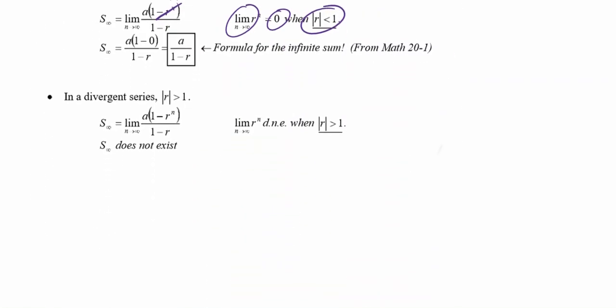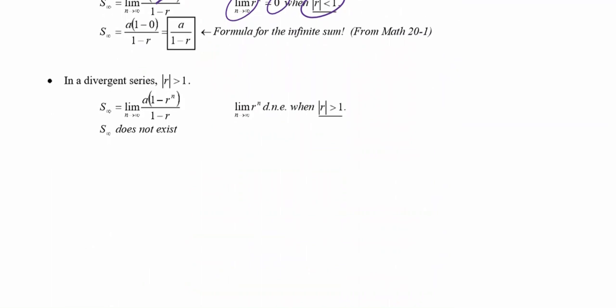Okay. Now, in a divergent series, it actually doesn't work out. Because if we try to take the limit of R to the n when R is greater than 1, this thing is going to be divergent. And so the sum just doesn't exist, which is what we would expect. If we keep getting bigger and bigger and bigger, it's never going to approach some number that we're adding up to.